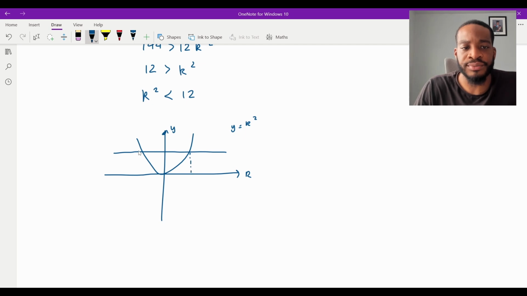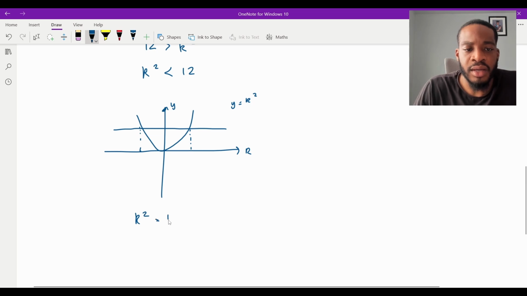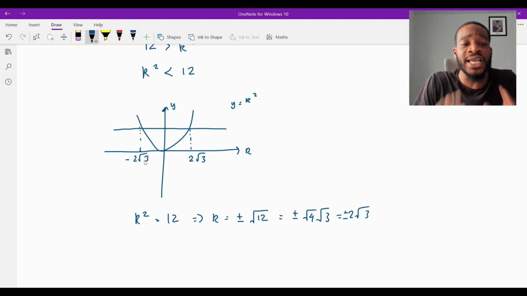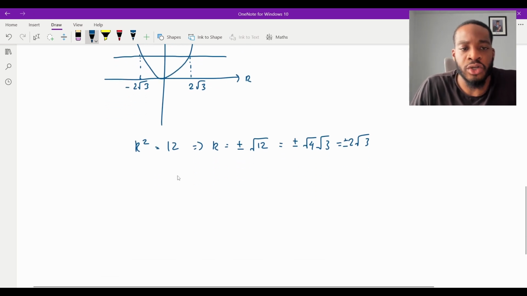I need to figure out what these are. So if k squared is equal to 12, then that must mean that k is going to equal plus or minus the square root of 12, which is the same as plus or minus the square root of 4 root 3, which is just 2 root 3, isn't it? So this must be 2 root 3, and this is minus 2 root 3. So k ranges between minus 2 root 3 and 2 root 3. So let me write that there. k is in between minus 2 root 3 and positive 2 root 3.